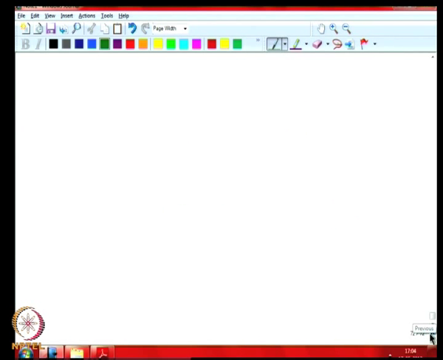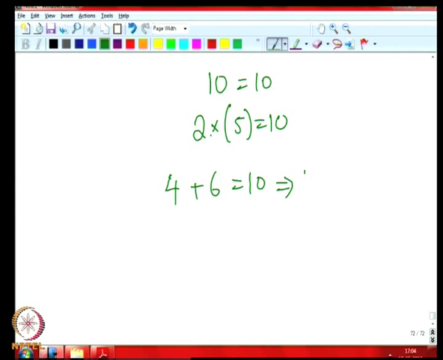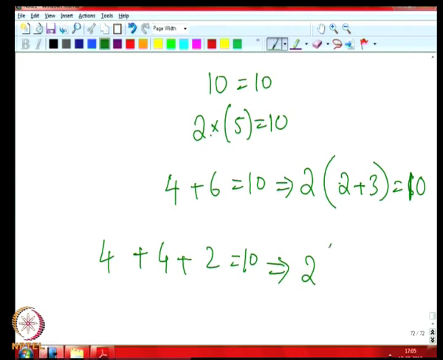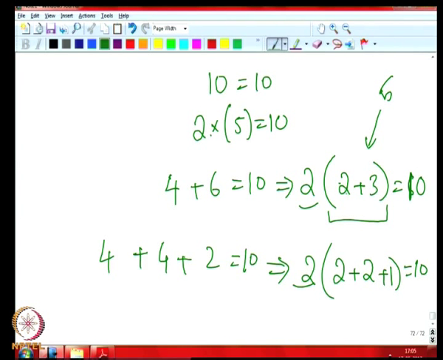Now how will you solve this? It is easy, because it's an even number. In the case of 10, we can write this as 2 into 5 equal to 10. Similarly, when we write 4 plus 6 equal to 10, we could have equivalently written 2 into (2 plus 3) equal to 10. So 2 into 2 is 4, 2 into 3 is 6. Or when we write 4 plus 2 equal to 10, we could have written 2 into (2 plus 1) equal to 10. So you see, every time you remove this 2, the remaining thing will add up to 5 only. 2 into 5 is equal to 10, that is the way.